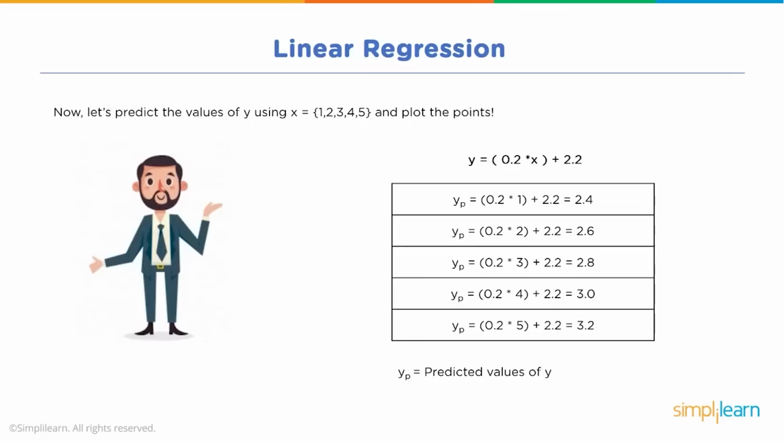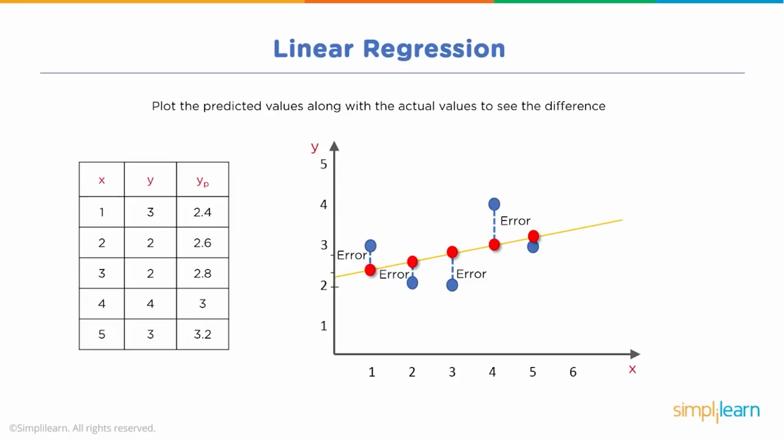And when we plug those in, we get y, designated with y of p. You can see that x equals 1 gives 2.4, x equals 2 gives 2.6, and so on. So we have our y predicted values of what we think it's going to be when we plug those numbers in. And when we plot the predicted values along with the actual values, we can see the difference. And this is one of the things that's very important with linear regression in any of these models, is to understand the error.